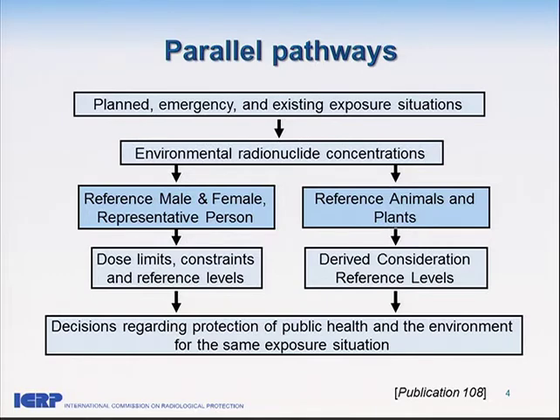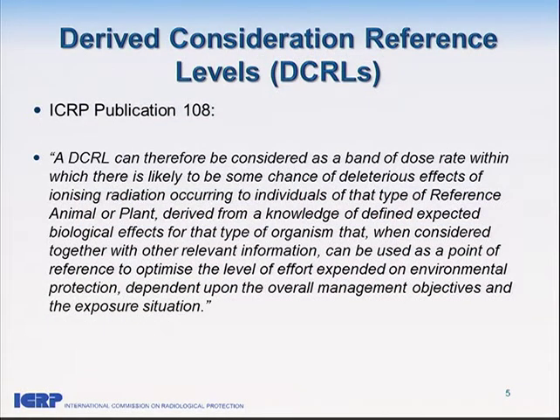So you saw this earlier from Carl Magnus, and again, what I really want to focus on here is the derived consideration reference levels. And as we mentioned earlier, these are bands of dose rate at which you might expect to find deleterious effects on particular types of wildlife. Now, at the moment, they're based on the reference animals and plants, the 12 that we've identified for the purpose of working out what these derived consideration reference levels are. But they give you a way of looking at the environmental impacts that you might have from these contaminated sites.